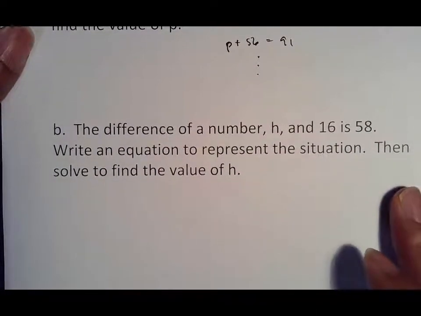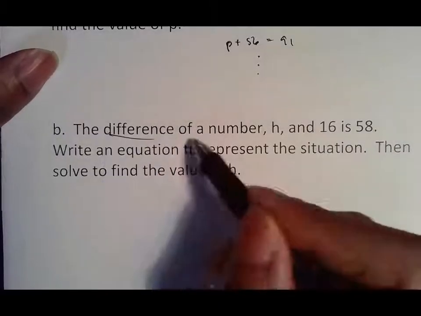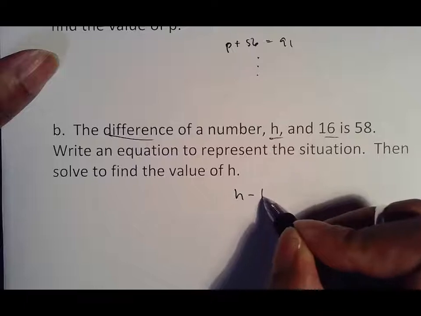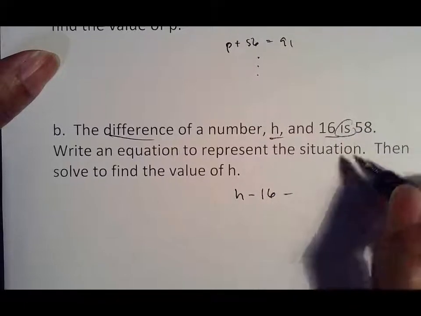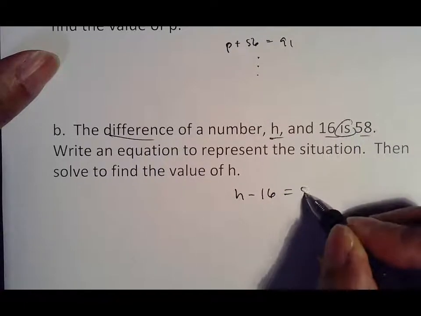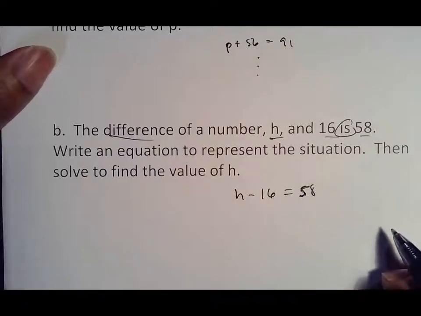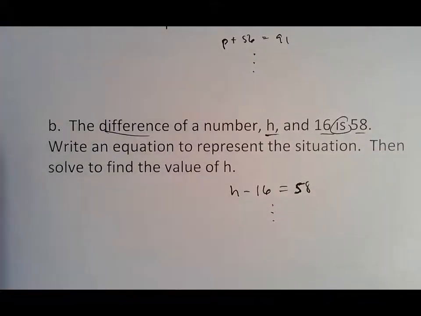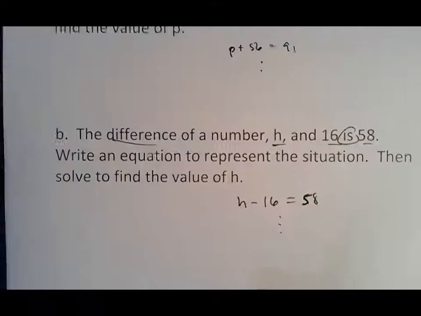The difference of a number h and 16 is 58. Again, difference means subtract. H and 16, so h minus 16. Is means equals 58 comes over here, and there you go. Again, I think we know how to solve h minus 16 equals 58. We would add 16 to both sides and get our answer.